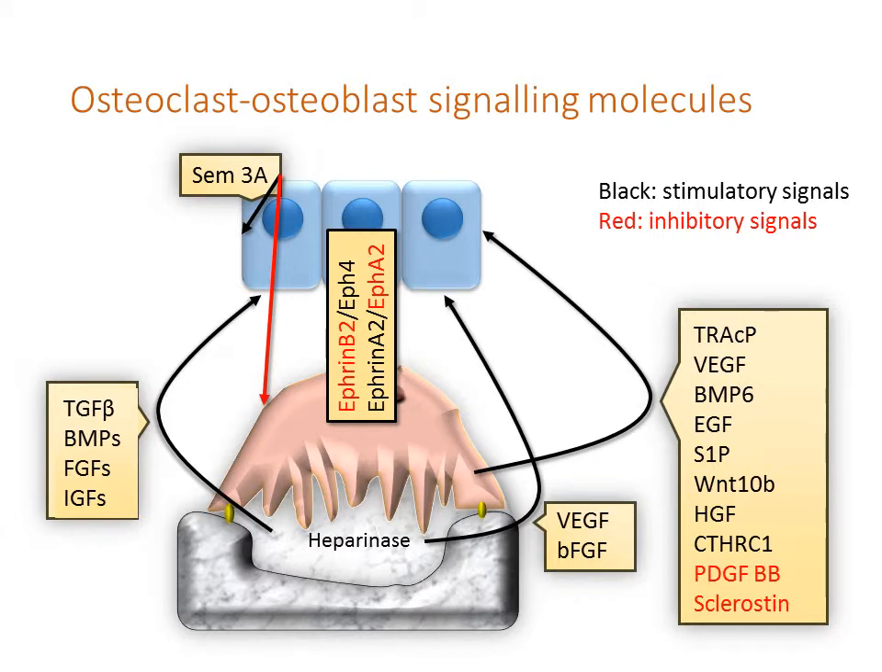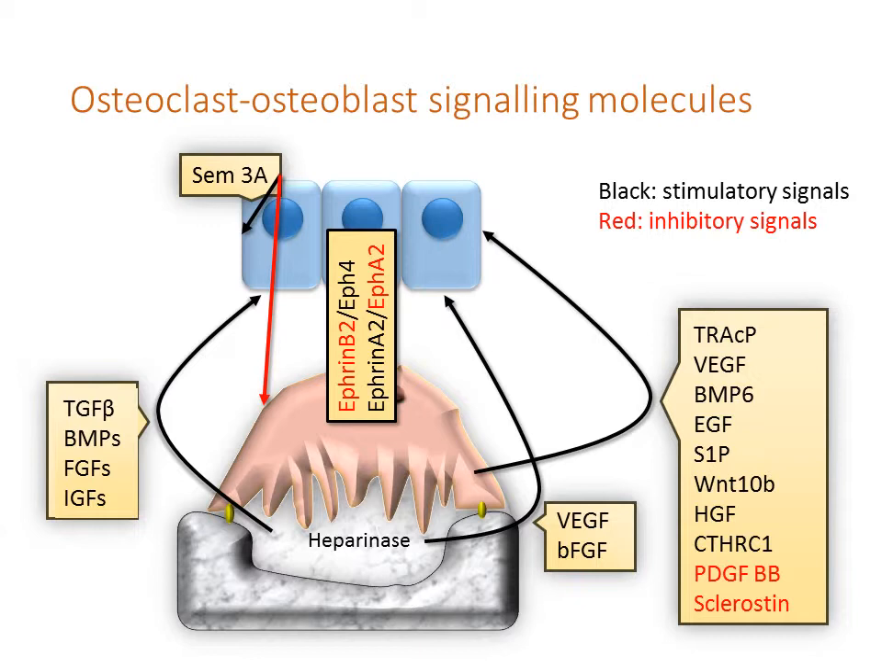There are many factors involved in this crosstalk. For instance, from the extracellular bone matrix during bone resorption, TGF-beta, bone morphogenetic proteins, various growth factors such as FGF, IGF, and angiogenic factors such as VEGF and bFGF are able to regulate osteoblast activity. And you see here what is stimulatory and what is inhibitory.